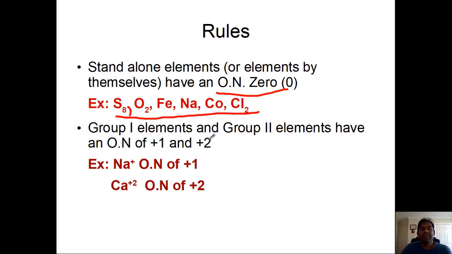The second rule here has to do with the alkali metals and the alkaline earth metals, group 1 and group 2 respectively in the periodic table. They carry the charge, that is the oxidation number, equivalently. So we all know group 1 elements have as an ion a plus 1 charge. Group 2 elements have a charge as an ion of plus 2. So group 1 will be plus 1 oxidation number, or oxidation state.